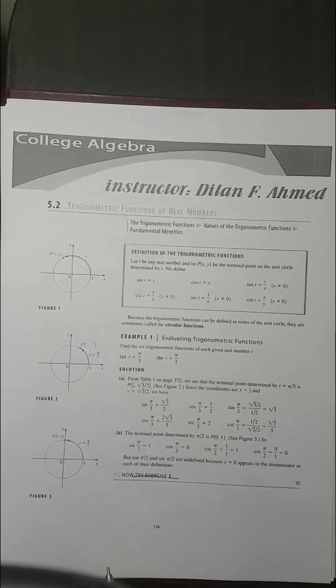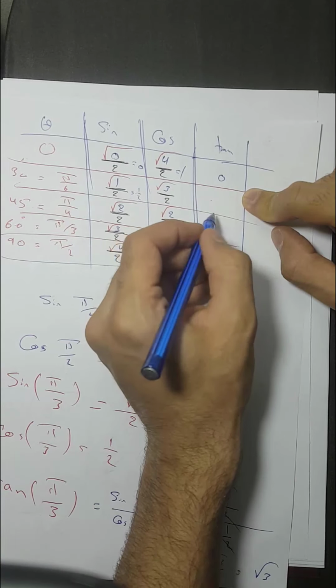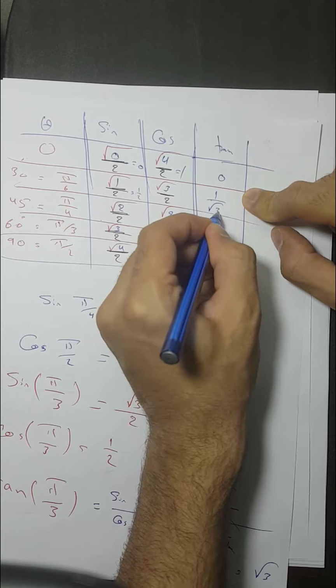Now I have what? Square root of 3 over 2, 1 over 2. So it remains 3 over 1, which is equal to square root of 3. That's all. How about tan? For example, you are asking me tan of this one, it is equal to 0. Tan of this one is equal to 1 over square root of 3.